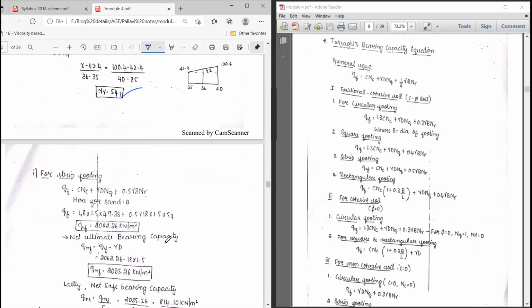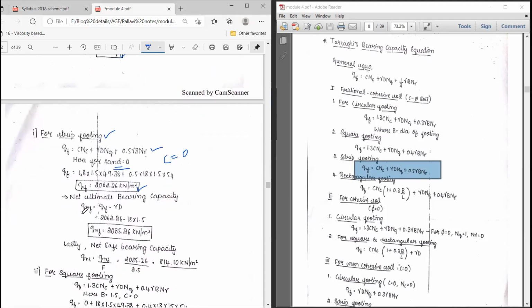Now let us see the formula for strip footing. So this is the formula: c into Nc plus gamma D into N suffix q plus 0.5 gamma B N gamma. See, the problem says that it is a sand. For sand, you can consider c is equal to 0. If c is equal to 0, you have all the other values. You just substitute here. The value of ultimate bearing capacity is 2062.26 kilonewton per meter square.